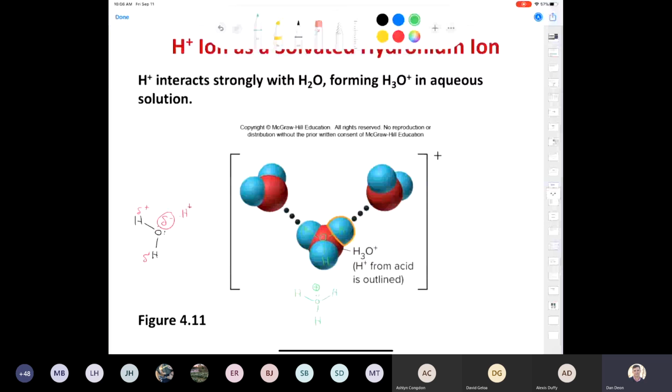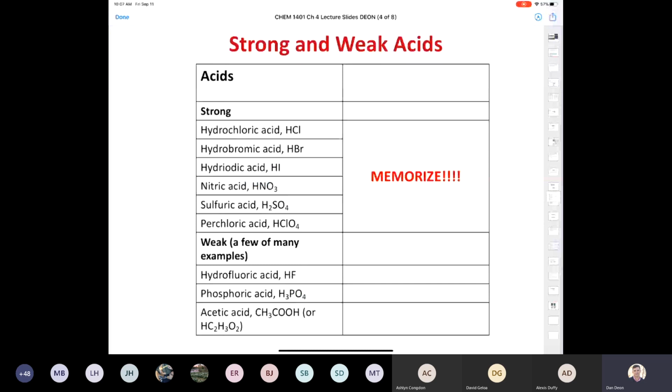All right, other things that you need to memorize are the strong and weak acids and the strong and weak bases. Now, strong acids, there are 6 of them that you've got to know off by heart, all 6 of these. Hydrochloric acid, hydrobromic acid, hydroiodic acid. You probably noticed that chlorine, bromine, iodine, those are all halogens.